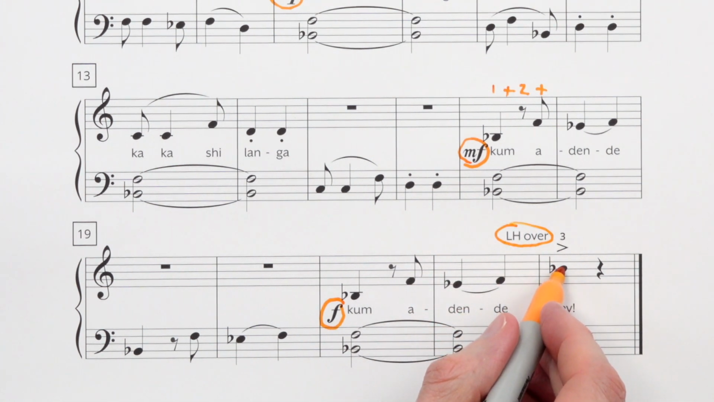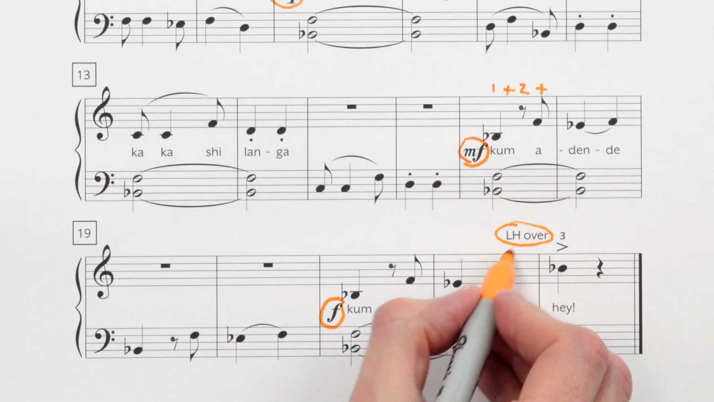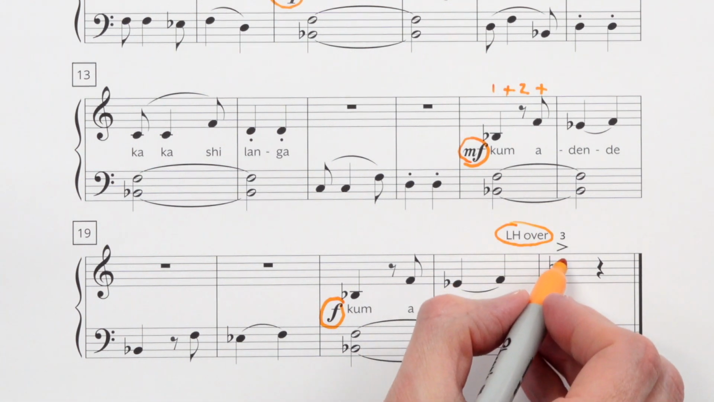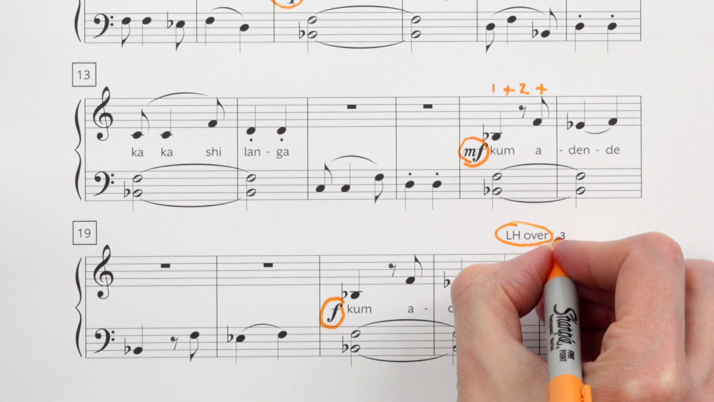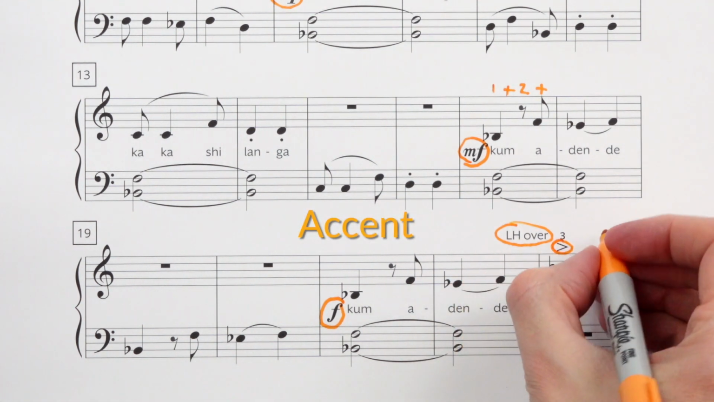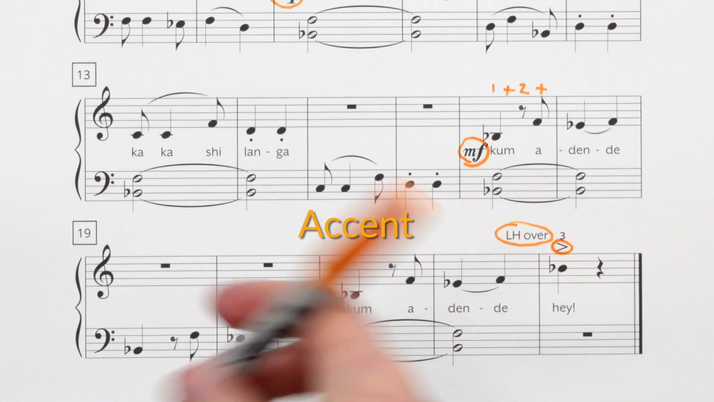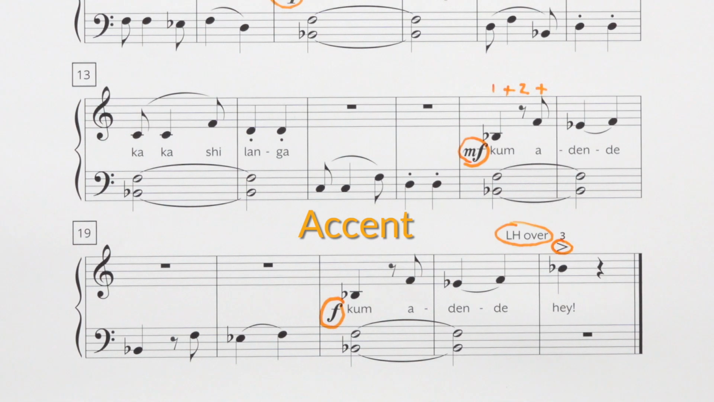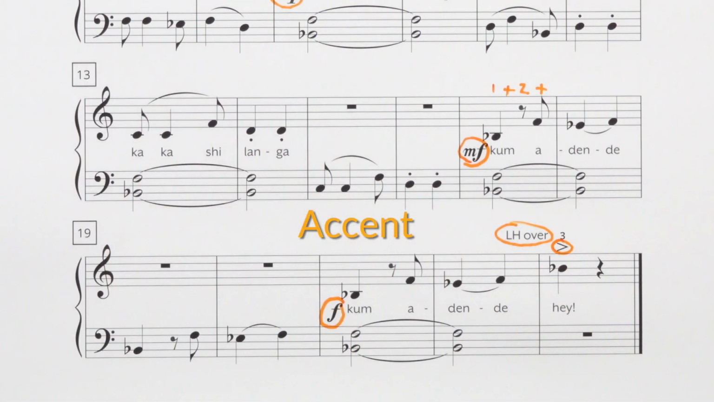Can you tell me the letter name of this note? If you said B flat, you're correct. So our left hand is going to cross over the right hand to get up to this note. And you'll see this new symbol called an accent. An accent is a little symbol, kind of looks like an alligator mouth, and it means to play that note with extra strength. You're going to give it some extra oomph and power as you play that note.